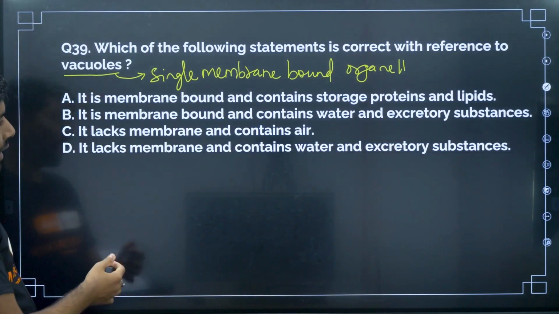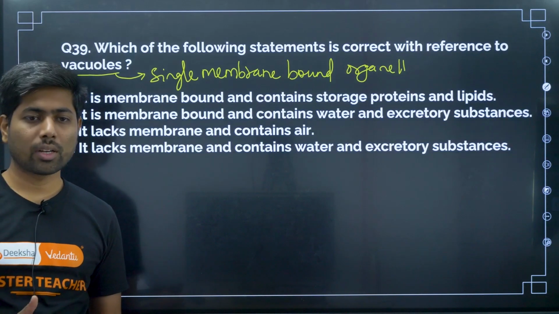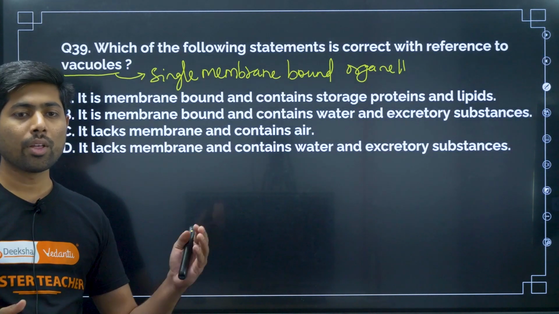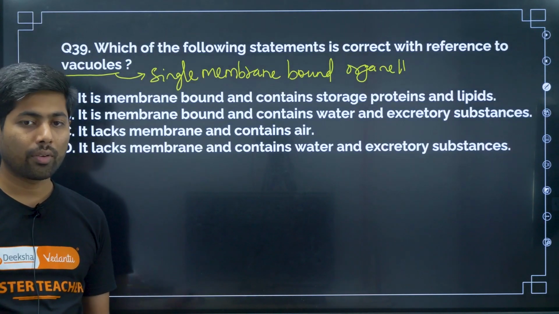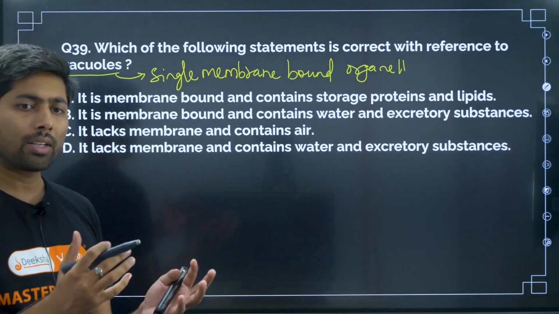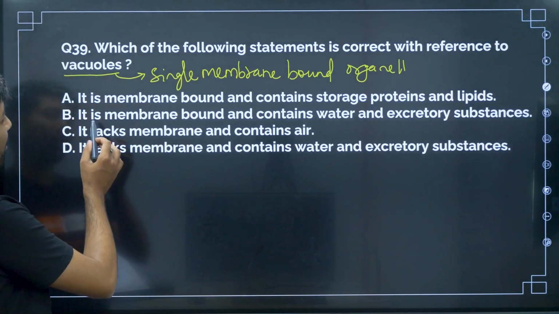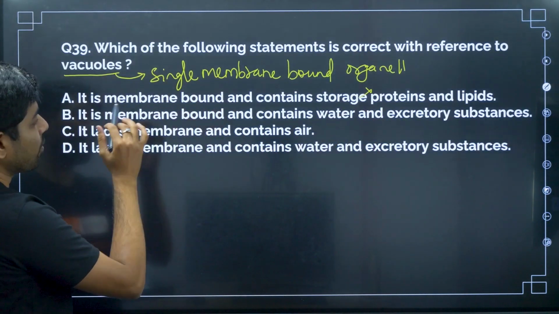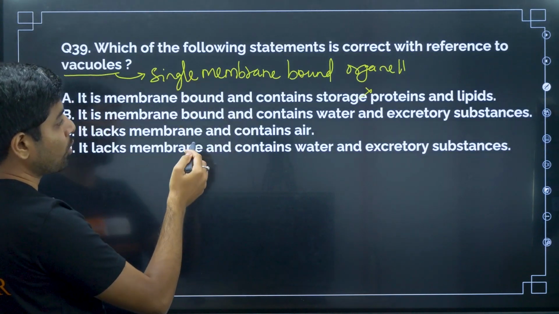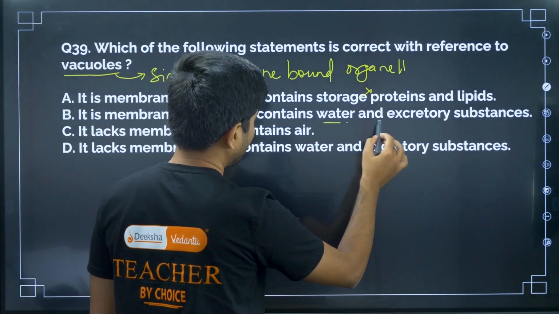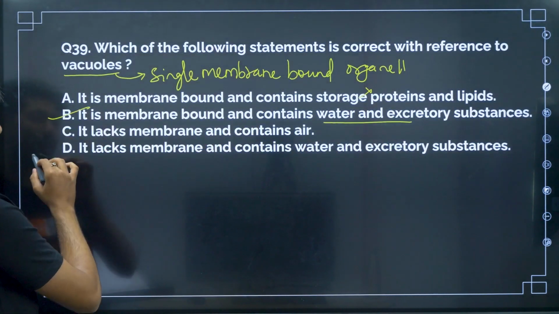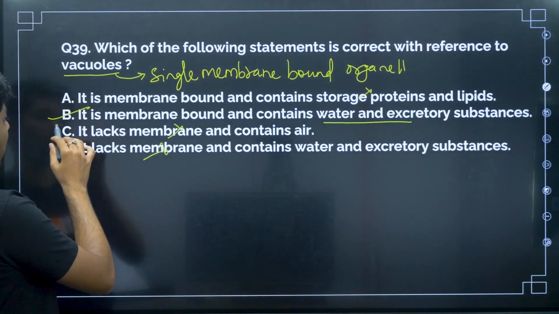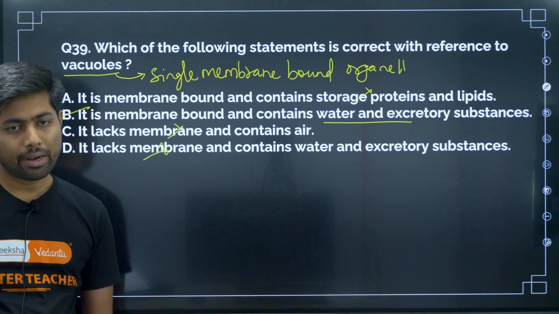What does it contain? It stores a lot of water. That's the reason the nucleus in the plant cell is pushed aside, right? It's pushed to one side because the vacuole contains a lot of water, and other excretory products from the plant. Therefore the option that says it's membrane bound and contains storage proteins and lipids is wrong. What is the membrane called? The membrane is called the tonoplast, right? And it contains water and excretory substances. This looks right. It lacks membrane. No, it has a membrane. It lacks membrane, this is wrong. Option B is the right answer, correct?